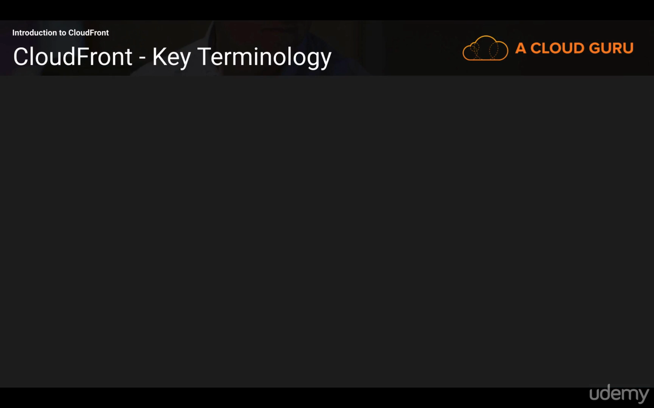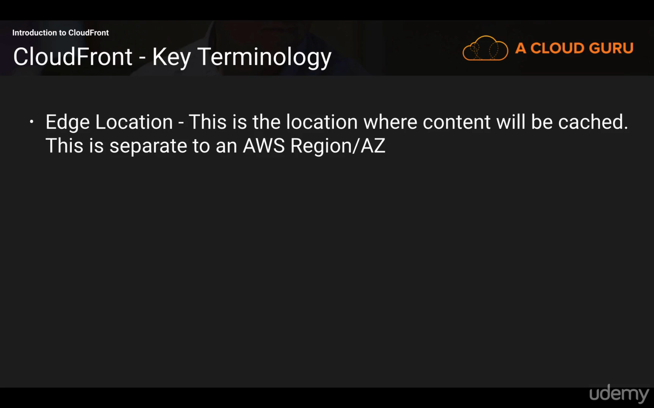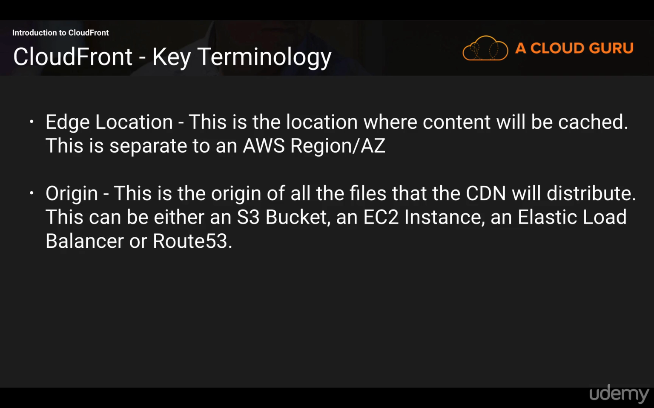So let's talk about some key terminology around CloudFront. And the first thing you have to know about CloudFront is what an edge location is. And we talked about this in one of the previous sections, but an edge location is the location where content will be cached. Now, this is separate to an AWS region or availability zone. So there are edge locations all around the world at the moment, and they'll be in areas that there might not be a region, but there will be an edge location. And you can see where the edge locations are by going to AWS's website. I think there's over 50 currently.